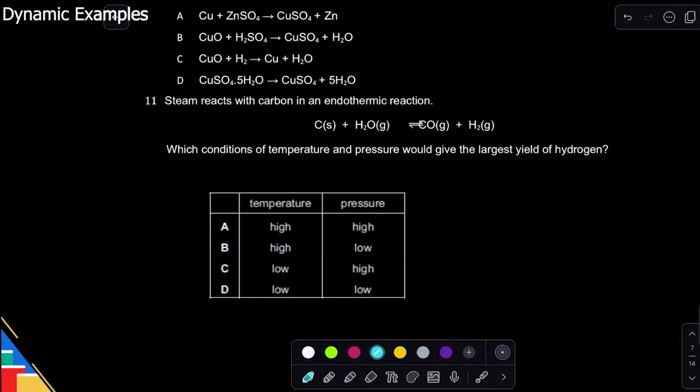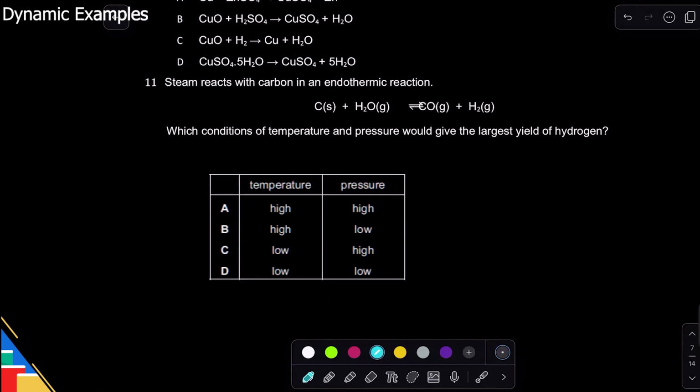Okay, let's look at this question. Question 11. Steam reacts with carbon in an endothermic reaction. As soon as you look at it, the examiner has said endothermic, that means they're talking about the right side. It's endothermic, so the left side should be exothermic. Make these notes in your exam. Which condition would give the largest yield? Every time the examiner says yield, they're talking about the right side. So if equilibrium goes to the right, yield increases. If equilibrium goes to the left, yield decreases, every time.